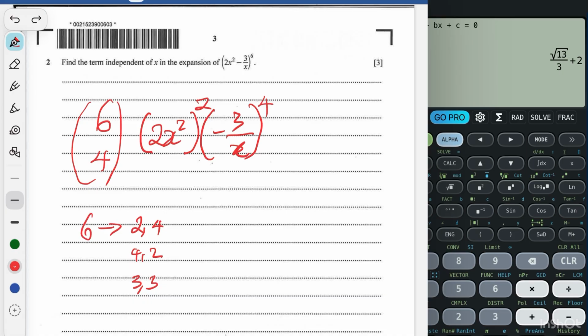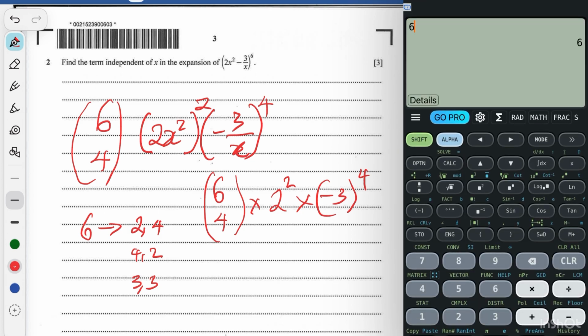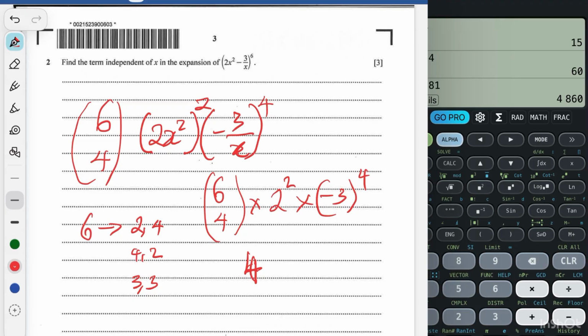Again, you can use your method, it's fine. So I'll just press my calculator. 6C4 times 2 to the power of 2 times minus 3 to the power of 4. So let's see. 6C4 times 4 times 81. So that will give me 4860.